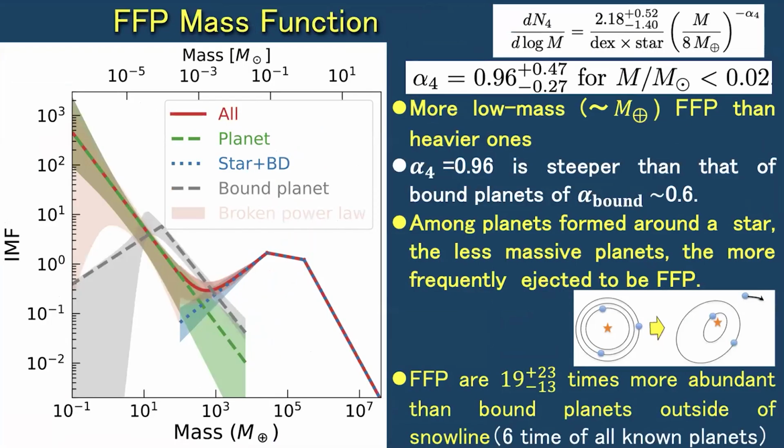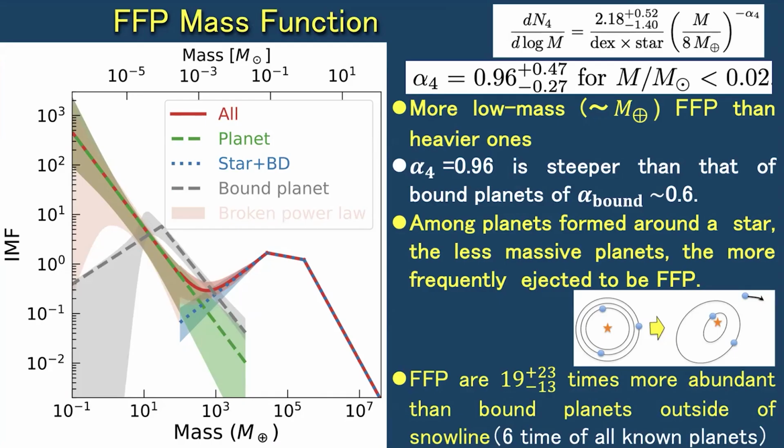So this is the best fit mass function. This blue indicating the mass function, power law mass function of the star and the brown dwarf, and the green indicating new planetary mass population. The shaded region indicating the 1 sigma uncertainty, and this orange shade is for the case of the assuming the broken power law for the planetary mass. And that is we recognize as the conservative uncertainty for the mass functions.